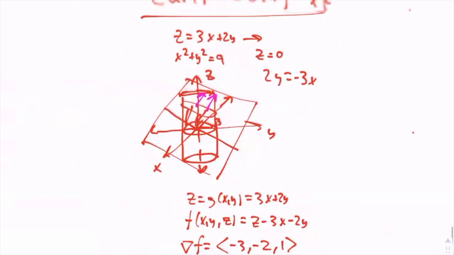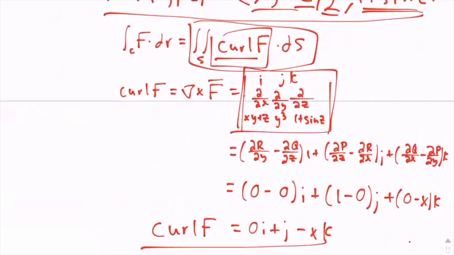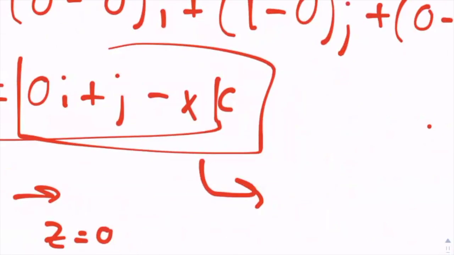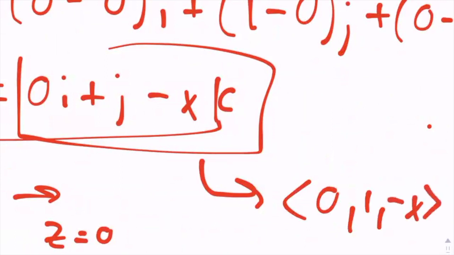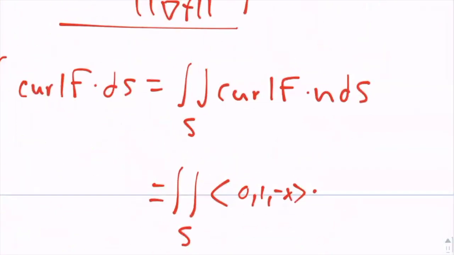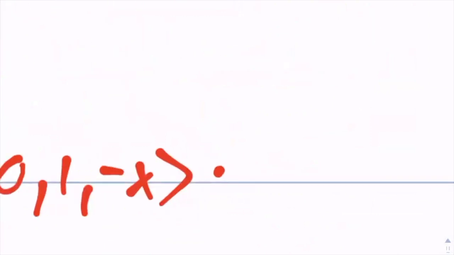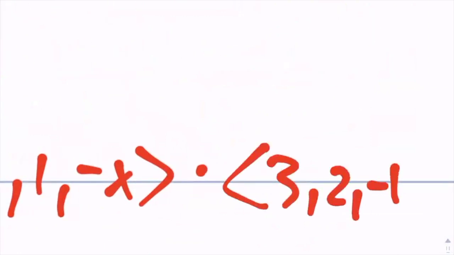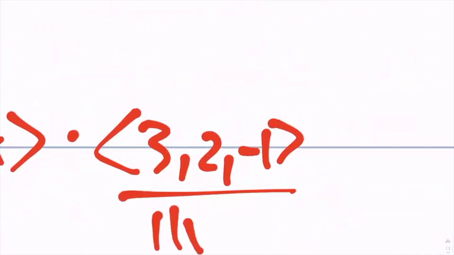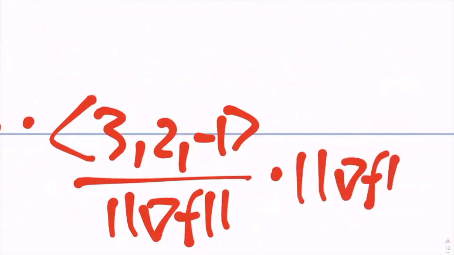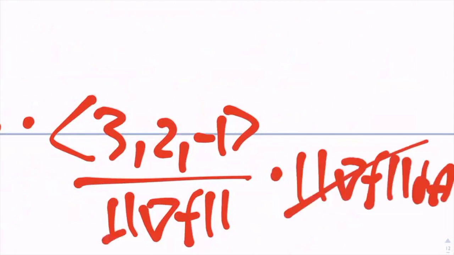But we know that our curl f, if we scroll up, is simply equal to this, which simplifies out to 0, 0, 1 minus x. And then we're going to have to dot that by our normal vector, which up here we see is 3, 2, negative 1, over the magnitude of our gradient f, times the magnitude of our gradient f dA. And as I said, these are going to cancel out.